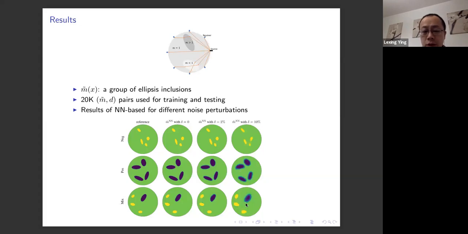But you see the shape and also the orientation of these inclusions are well preserved, in the negative inclusion, positive inclusion, and mixed inclusion cases. So this shows that even with really quite large noise, 10% noise, our method is able to reconstruct the inclusions and the perturbations rather accurately.